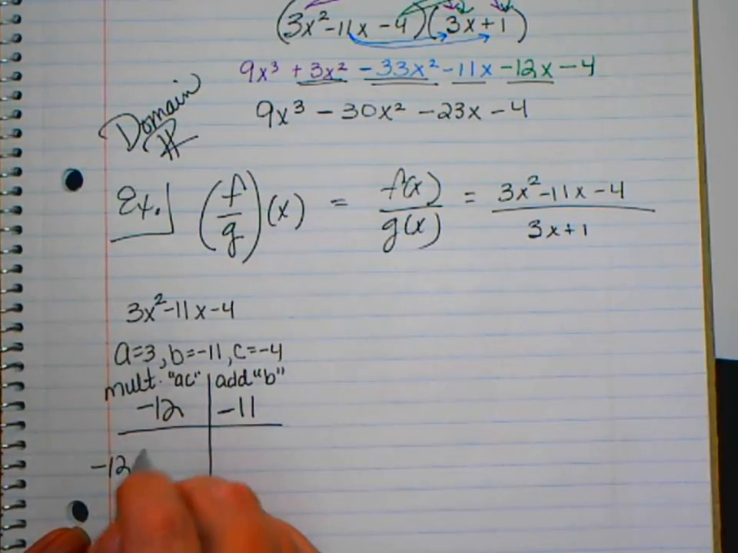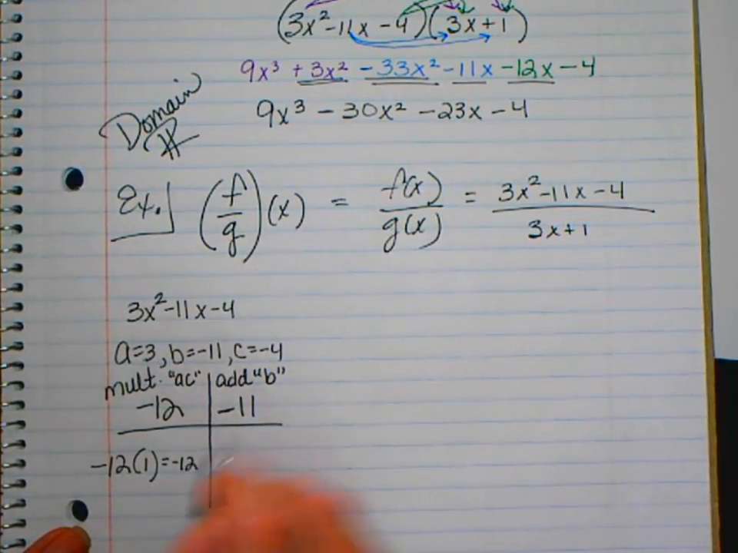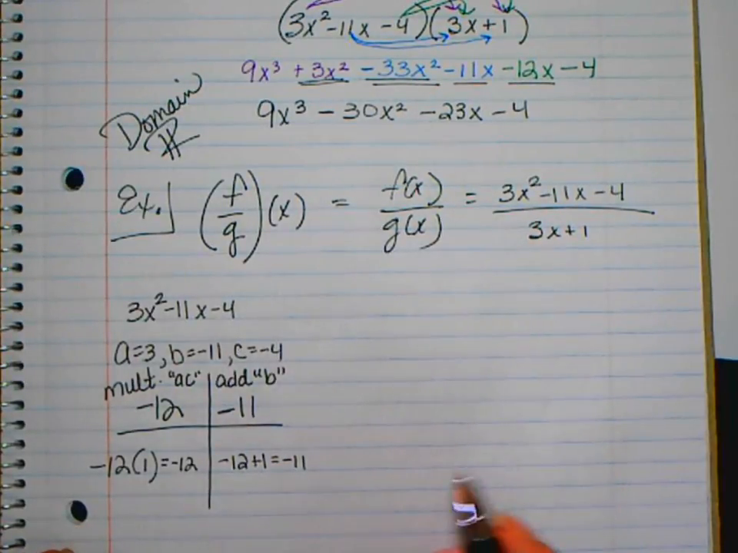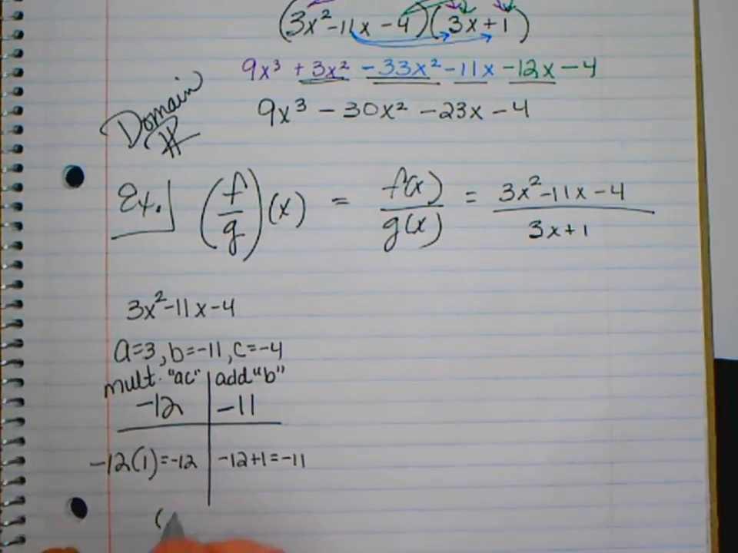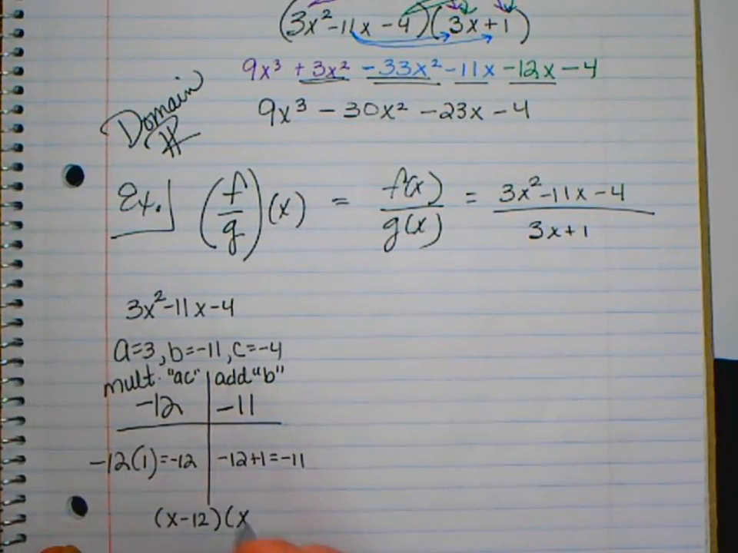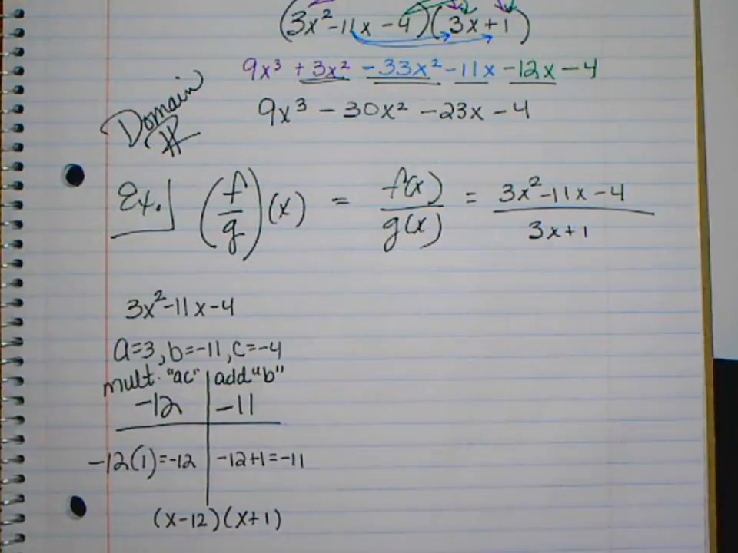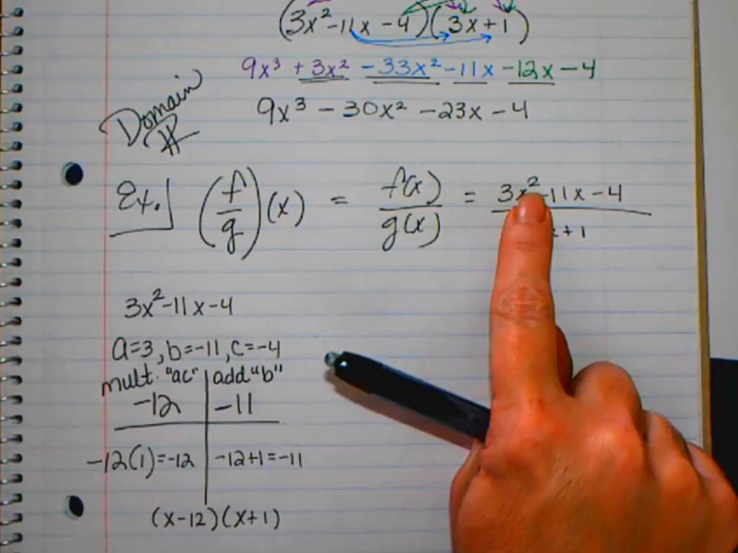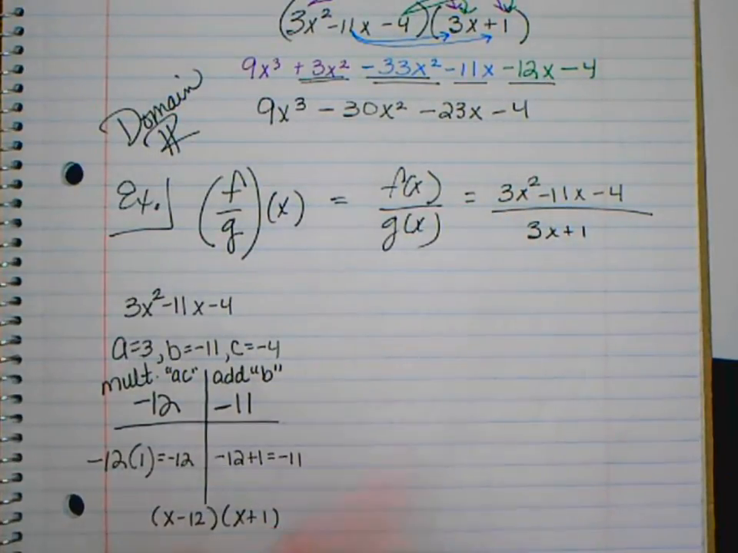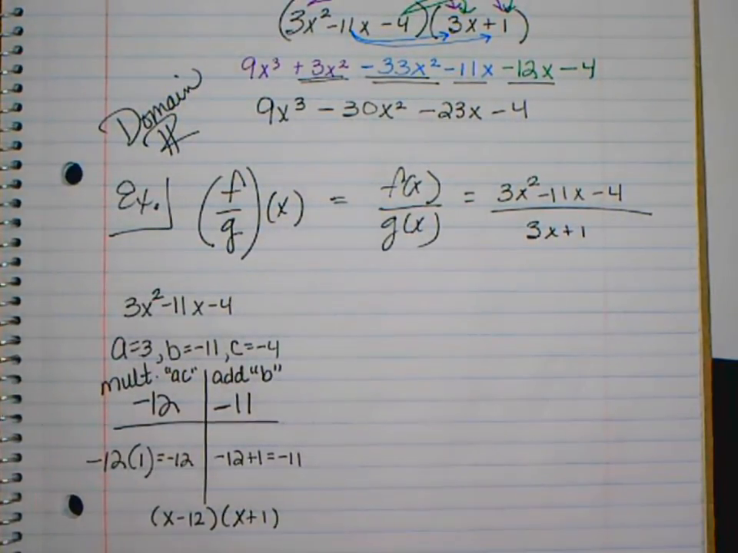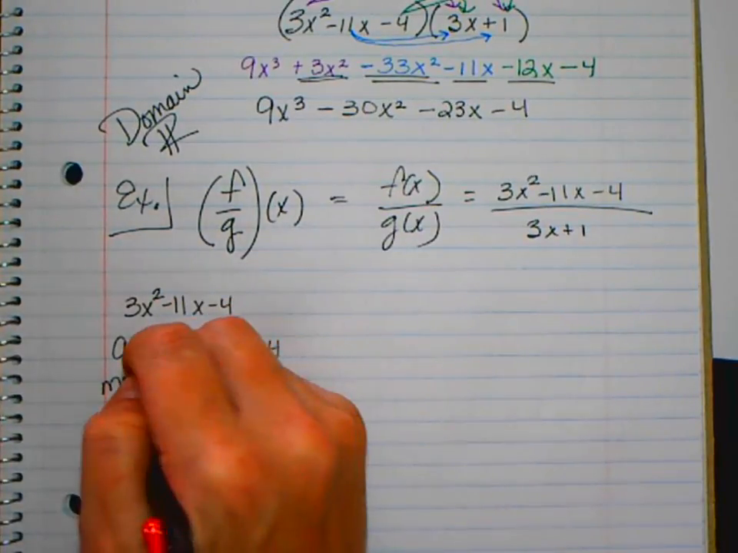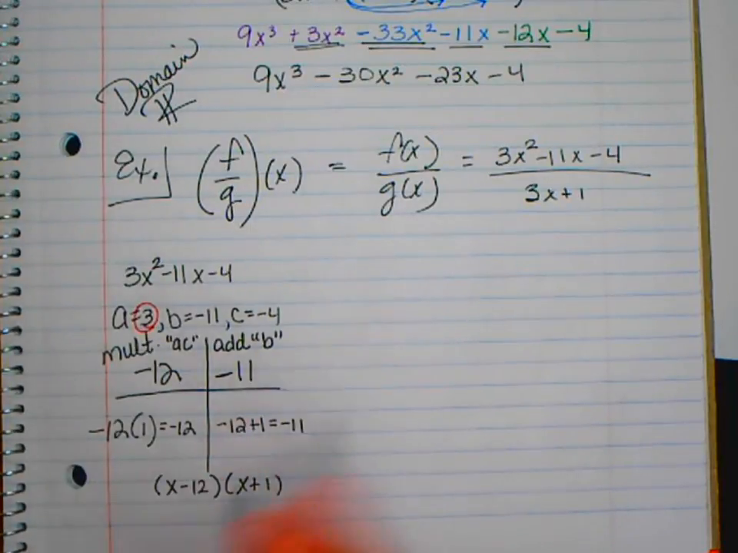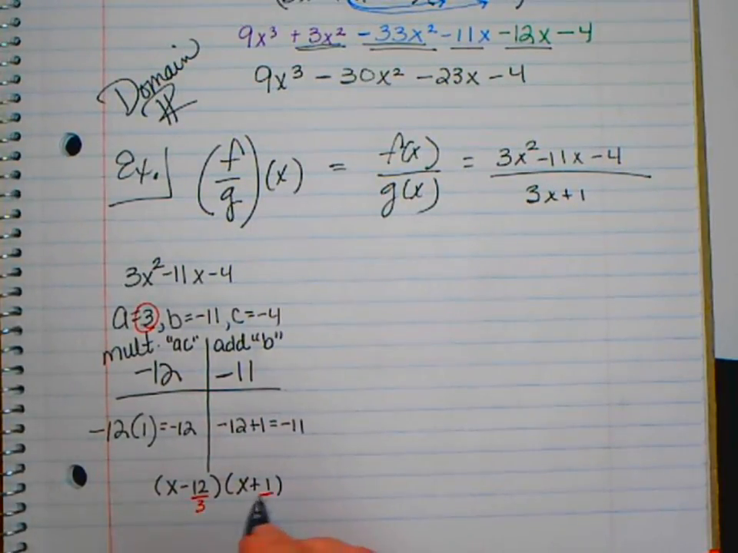Negative 12 times positive 1 is negative 12. Negative 12 plus 1 is negative 11. Boom. So if x minus 12 and x plus 1, are those my factors? First times first, x squared. Is that my first term? Last times last, negative 12. Is that my last term? No. What do we got to do? Divide and slide, right? We haven't done that in a while. So if a is any number other than 1, we got to divide or slide.